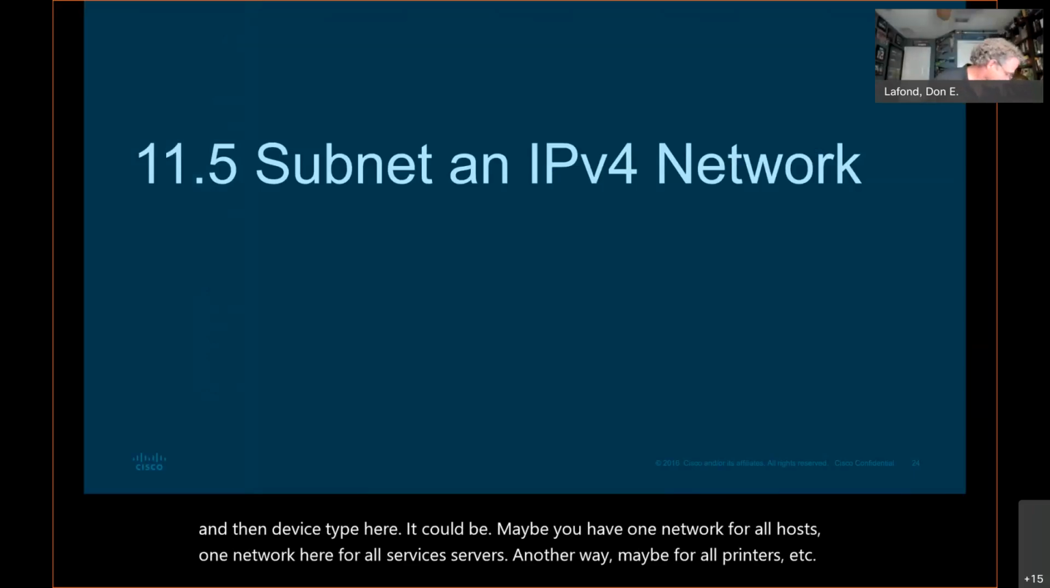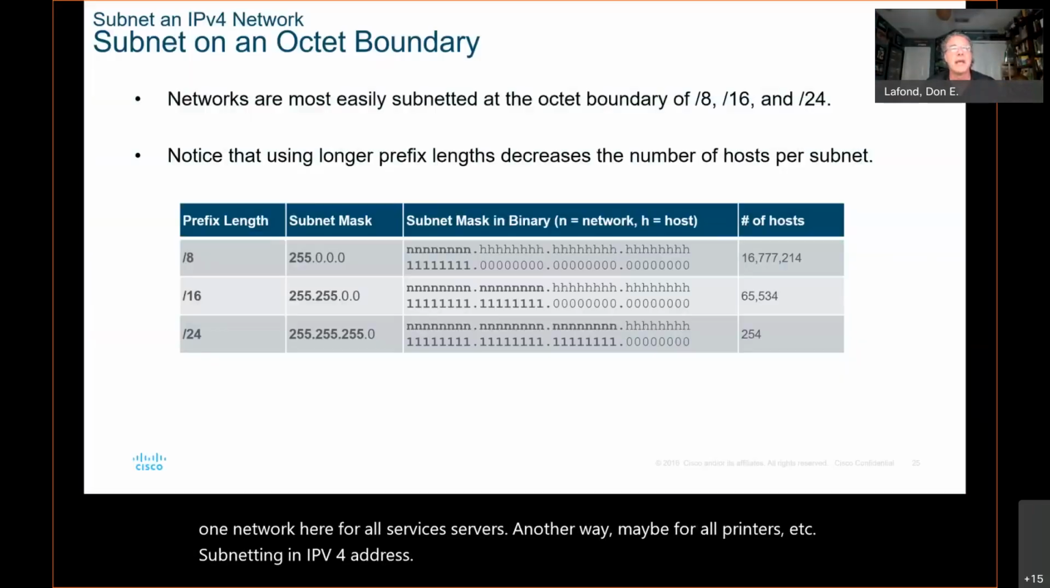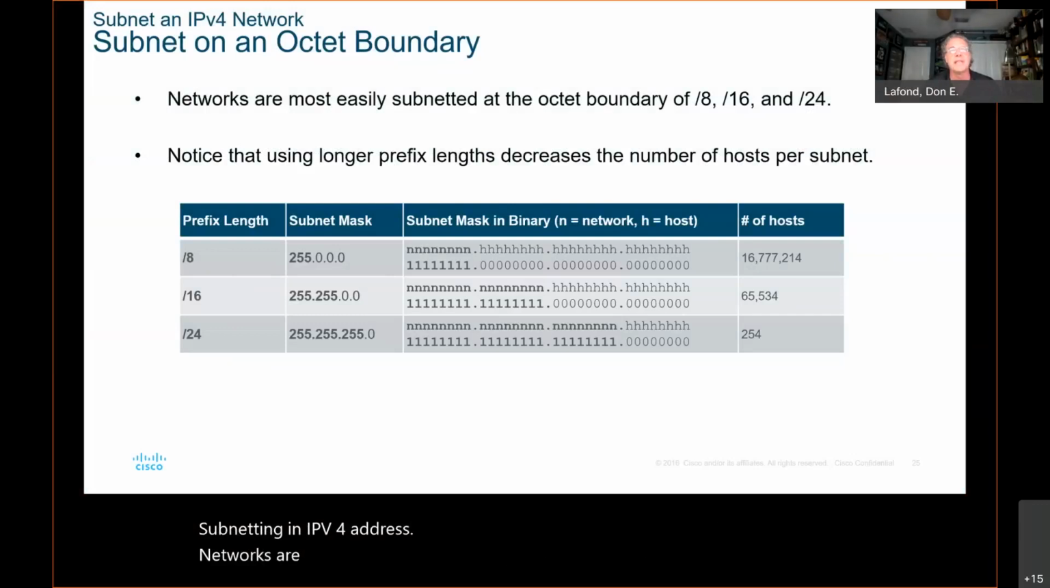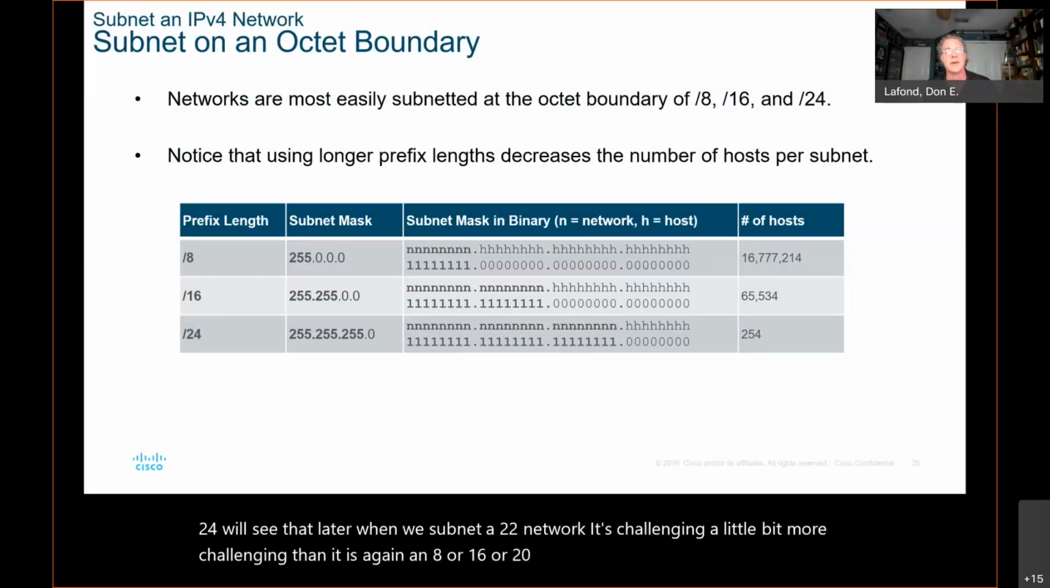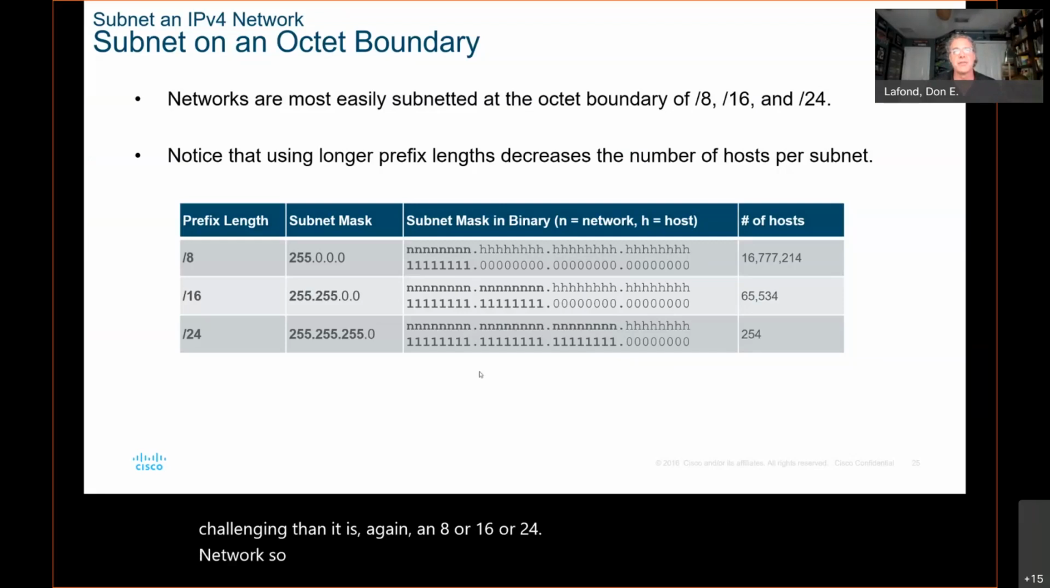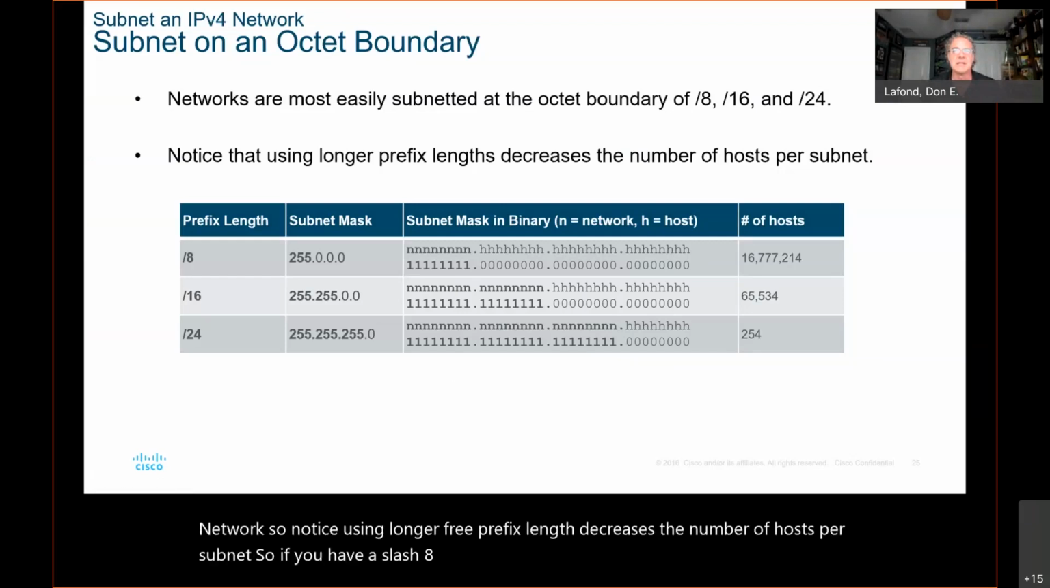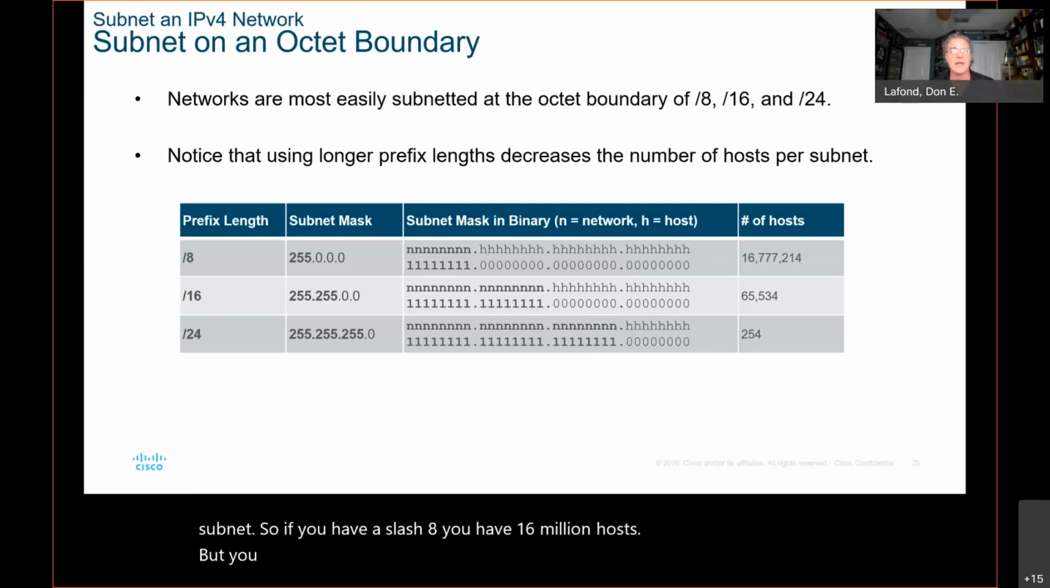Subnetting an IPv4 address. Networks are most easily subnetted at the octet boundaries of 8, 16, and 24. We'll see later when we subnet a /22 network that it's a little more challenging than an 8, a 16, or a 24 network. Notice that using longer prefix lengths decreases the number of hosts per subnet. So if you have a /8, you have 16 million hosts, but you have fewer networks.